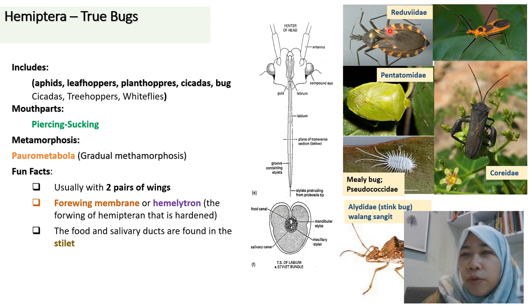And then this is the Reduviidae. Reduviidae is an example of an insect that is a predator. The predator and the phytophagous or those that act as pests are different. The difference between the pest and the predator in hemipteran insects is the stylet. The stylet in the predator is shorter and strong, but in the herbivore or those that act as pest it is longer, thin and longer. Okay, this stylet we can find below the abdomen, yeah.